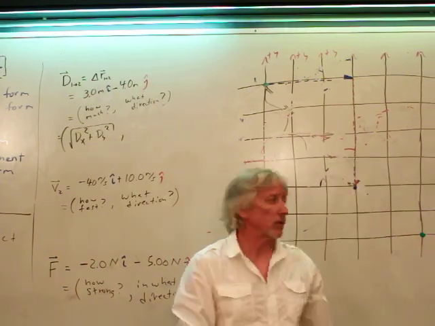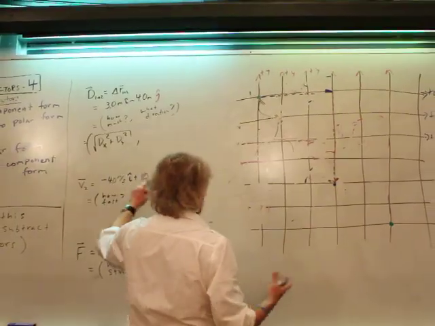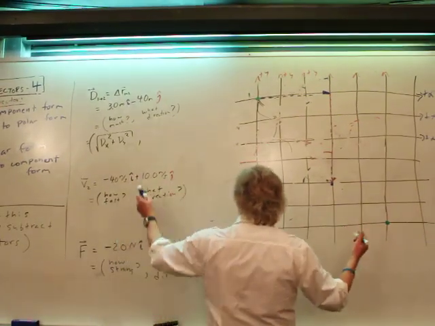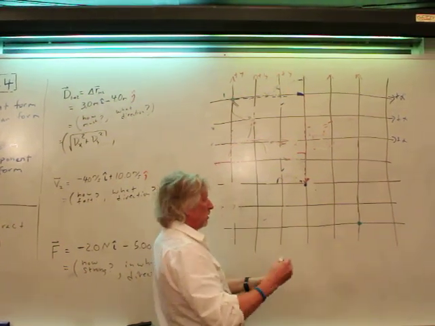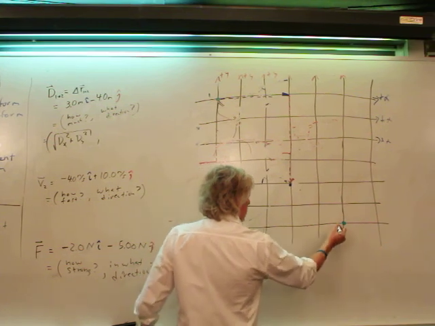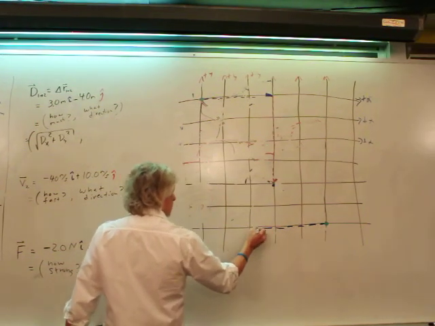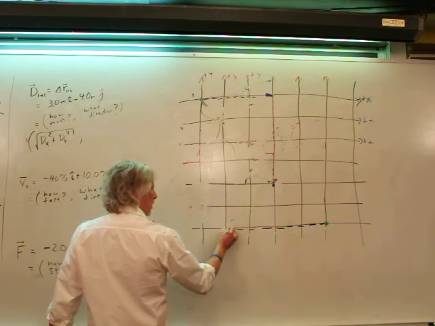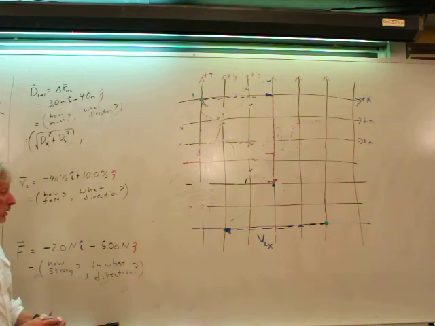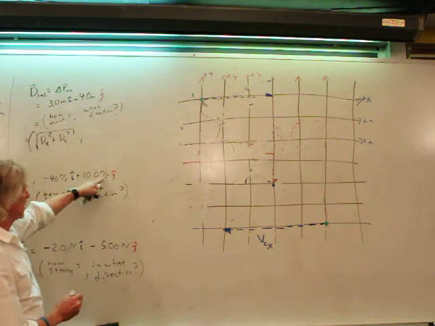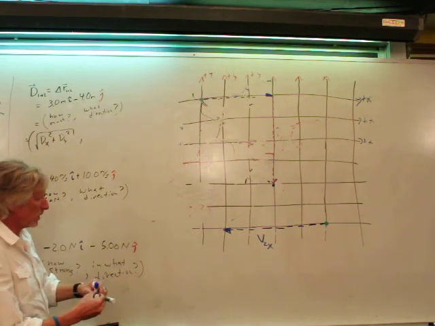Start that V2 over there. It's not a length, this is meters per second, it's a speed, but I'm going to represent it as a length. I'm going to go over 4 in the negative x direction, dash, dash, dash, 1, 2, 3, 4. Put an arrow, that's V2x. And then 10 meters per second in the positive y direction. I'm not sure I can fit that in there, let's see.